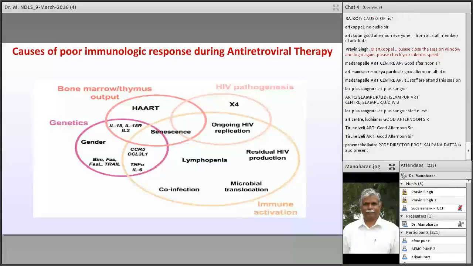So what happened? This early infection causes depletion of CD4 cells in the GALT, that is gut-associated lymphoid tissue. This destruction is not reversible fully. Partially, the destruction is continuing, and this destruction is also responsible for poor immunological response. And there are many more issues like genetic factors, like apoptosis, a form of cell death responsible for CD4 cell loss during HIV infection.